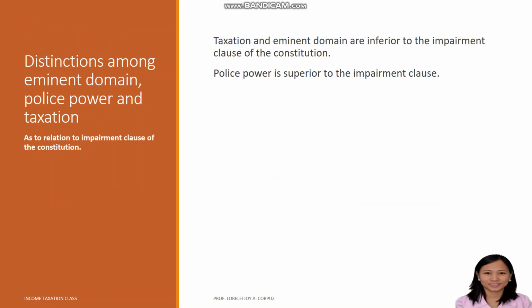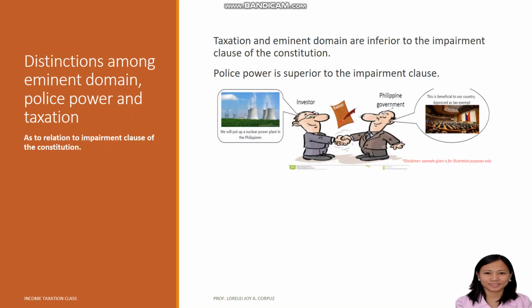Now let's go to as to relation to impairment clause of the Constitution. Taxation and eminent domain are inferior to the impairment clause of the Constitution, while police power is superior to the impairment clause. Let me just explain this. Let's take our previous example on the non-impairment of obligations and contracts, wherein a group of investors are planning to put up a nuclear power plant in the Philippines as a source of energy. An agreement was made between the government and the investors that such undertaking will be allowed and will be exempt from taxes. Although such undertaking should have been taxable as expressed in the Philippine tax laws, the agreement or contract of the government and the investors will be followed.